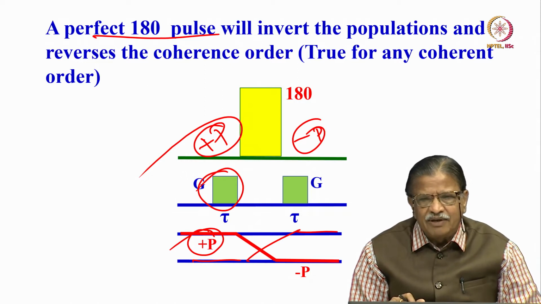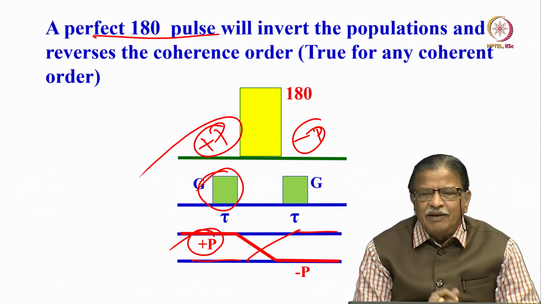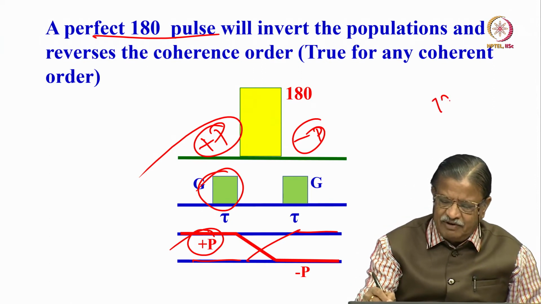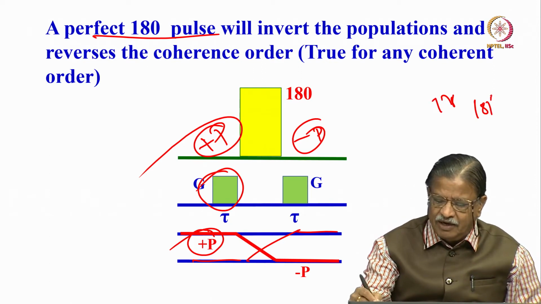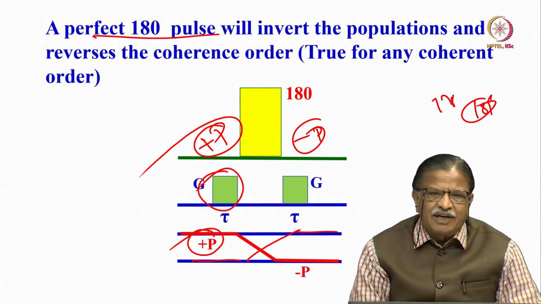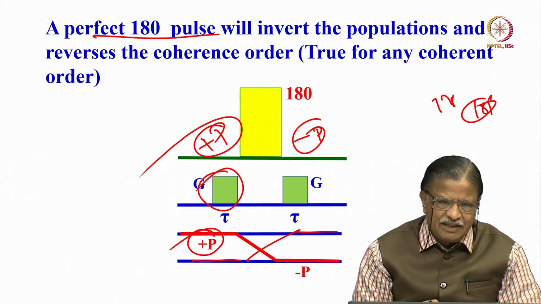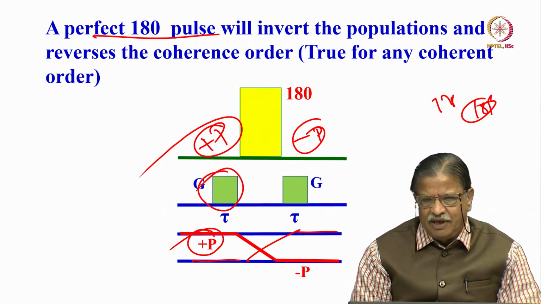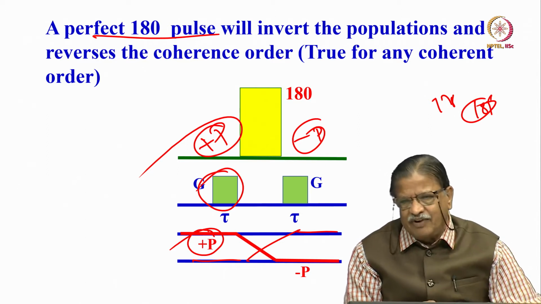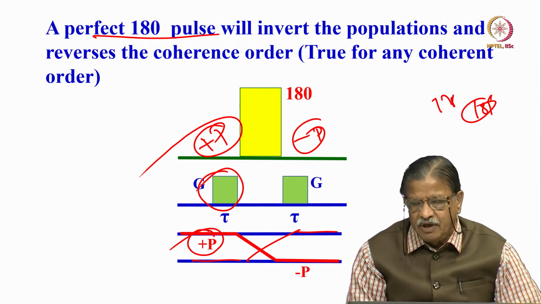But what will happen if the 180 pulse is not perfect? Let us say it is not exactly 180, it is 178 degrees or 182 degrees or 181 degrees, like that. Then what is going to happen? There is no perfect reversing. There is some imperfection left because the 180 degree pulse is not perfect. There will be some artifacts coming into the picture. So how do you eliminate that?